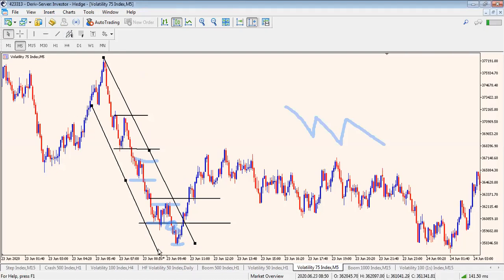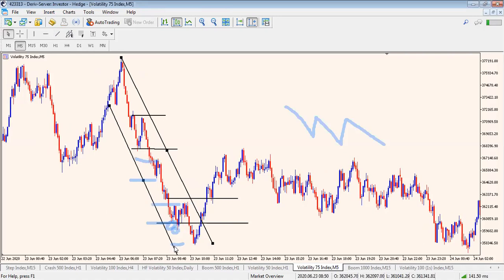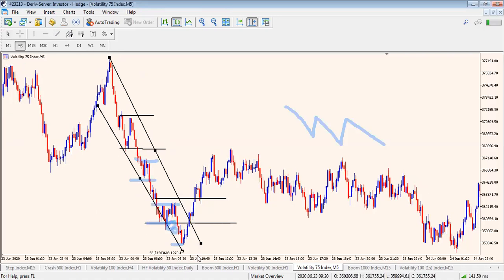This is your setup. And then you are what? You are in the right channel. You're on the right channel. Good. Then here will be your entry.